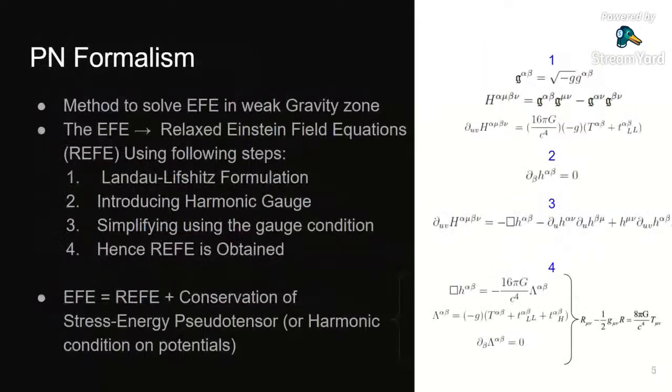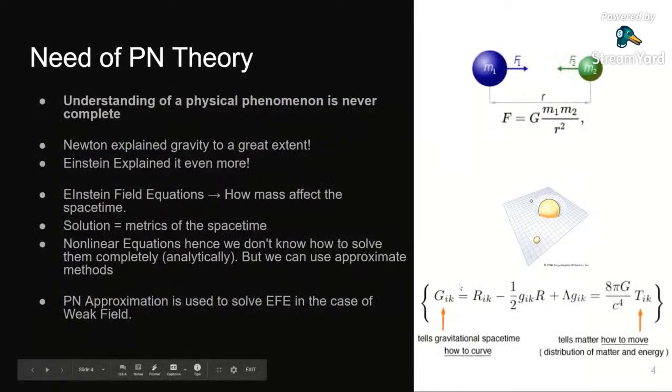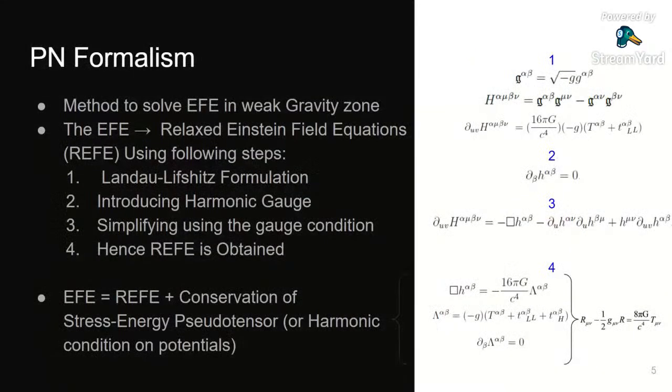So, okay, now we start with a little bit of mathematics of post-Newtonian approximations. What we want to do is solve Einstein's field equation in the weak field zone. For that, we have to introduce a formalism, and we'll go very mechanically over here. We want to convert the Einstein field equation into a different form, which is called the relaxed Einstein field equation.